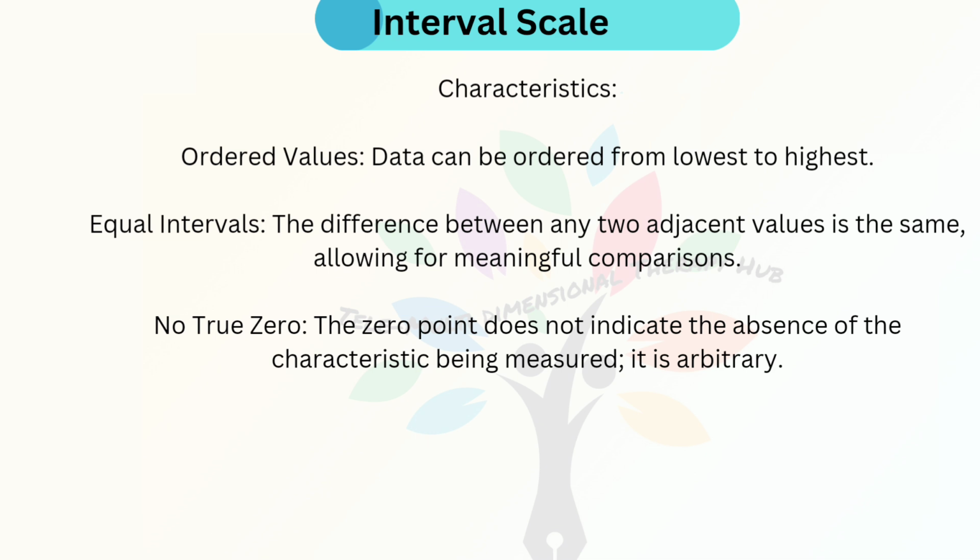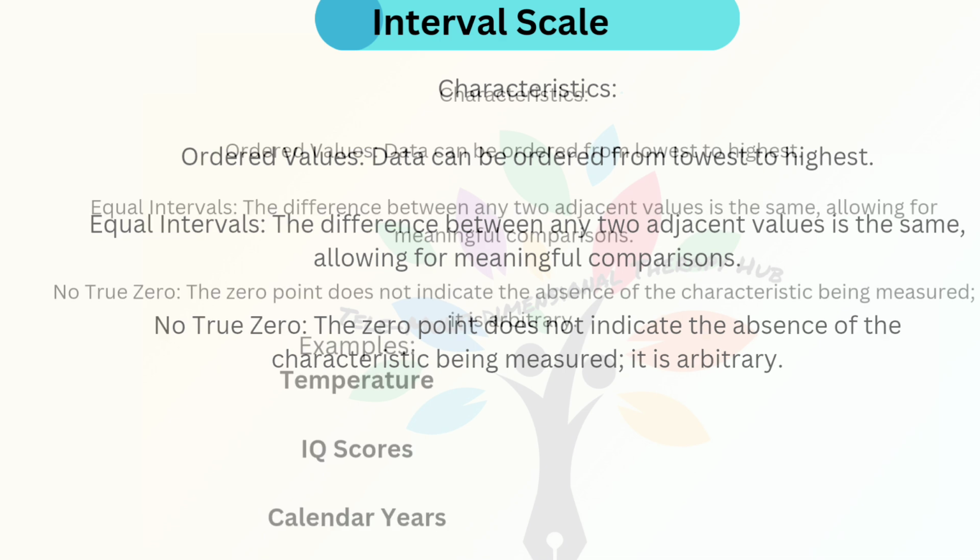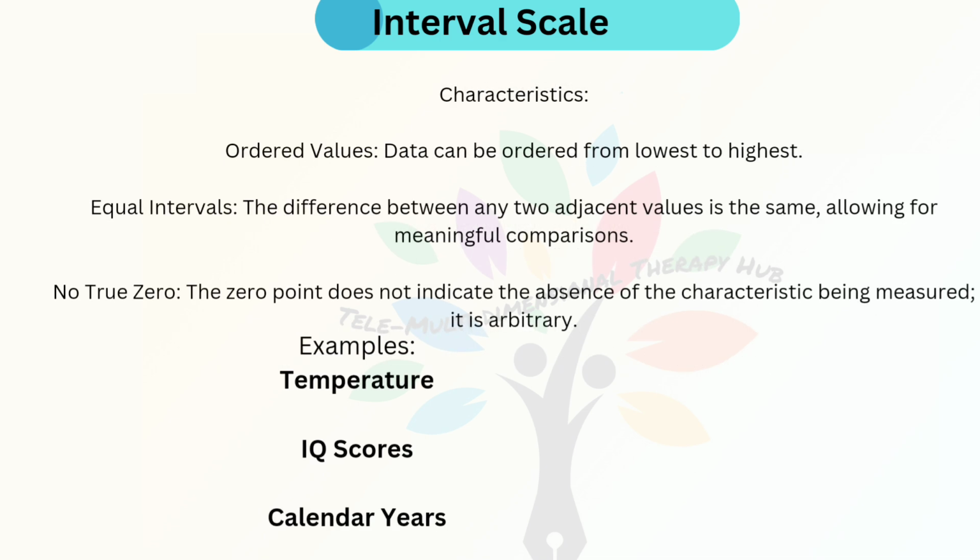And the third point is no true 0 value. That means the 0 point doesn't indicate the absence of the characteristic being measured. It's just arbitrary. 0 degrees Celsius doesn't mean no temperature, right? So it's just a point on the scale. Some examples: interval scales can be used in temperature, IQ scores, calendar years. So these are three areas where we can use interval scales.